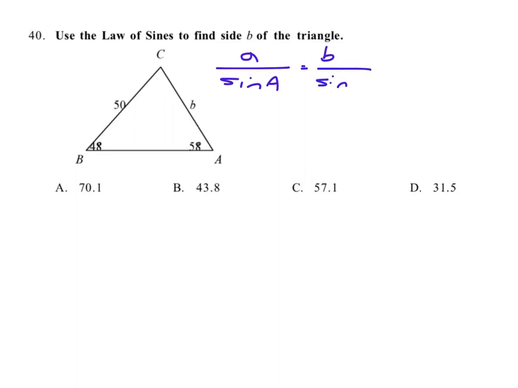side B over the sine of angle B, which is also equal to, this is all the same ratio, length of C over the sine of angle C. Okay. Now, what are we dealing with? If we were to mark them, we're dealing with angle A and side A, angle B and side B. Okay. So the piece that we don't need to concern ourselves with is anything about C right here.